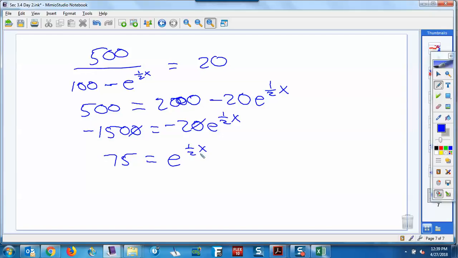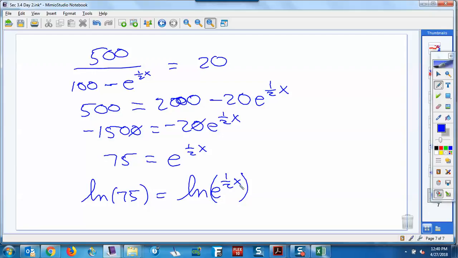Okay, now at this point, this is where you have your choice, right? You can turn it into a log, or you can just do the log of both sides. I'm going to do the log of both sides, so ln 75 equals ln e to the 1/2 x. When we get good enough at those, you can just see what's going to happen when I do the log of this side. What's ln e to the 1/2 x?